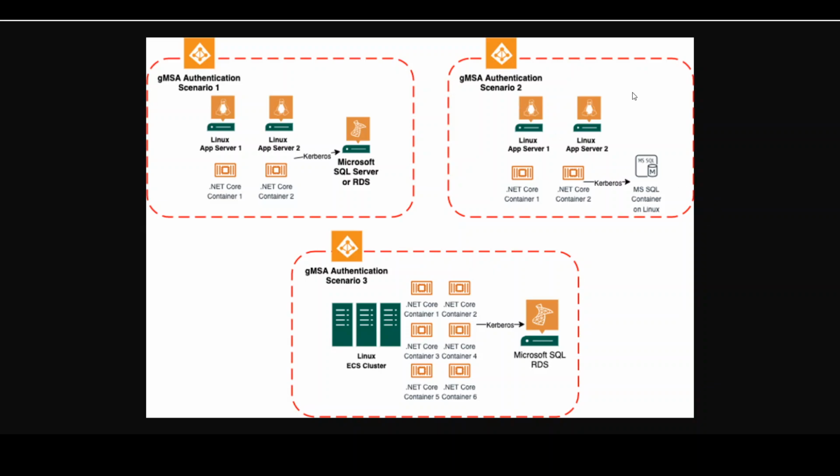Similarly, in scenario 2, on the right hand side, a Microsoft .NET application is running in Docker containers and Microsoft SQL Server running in its own Docker container with the host on a Microsoft AD domain joined EC2 Linux servers. The Linux host server of the application container and SQL Server container are added as member of gMSA group. The gMSA account is granted permission to the SQL Server instance database running in the container.